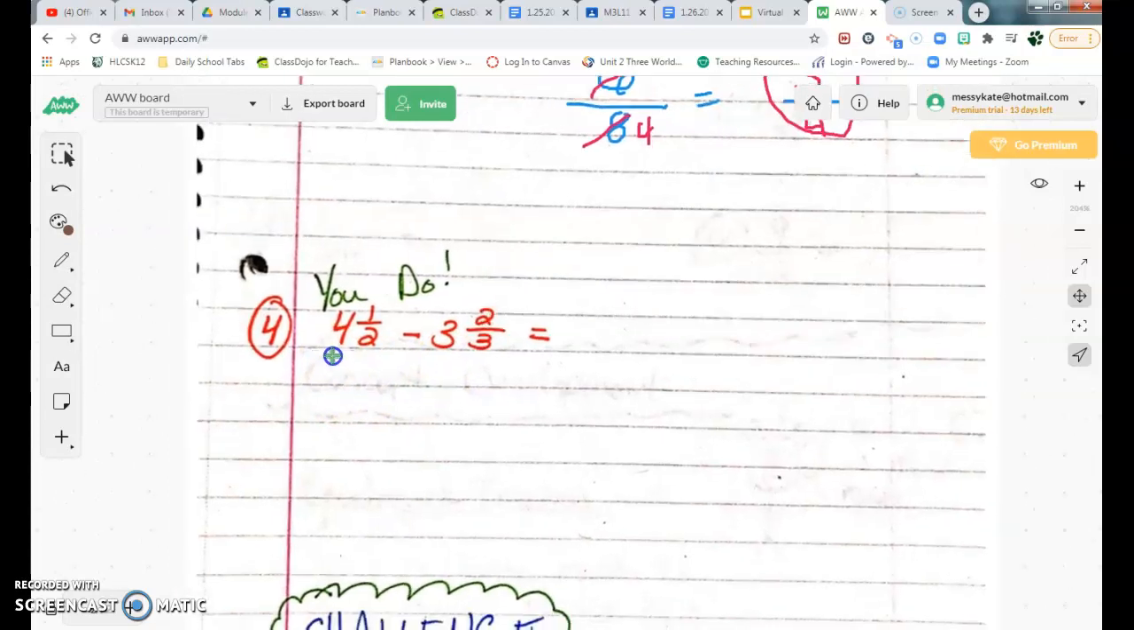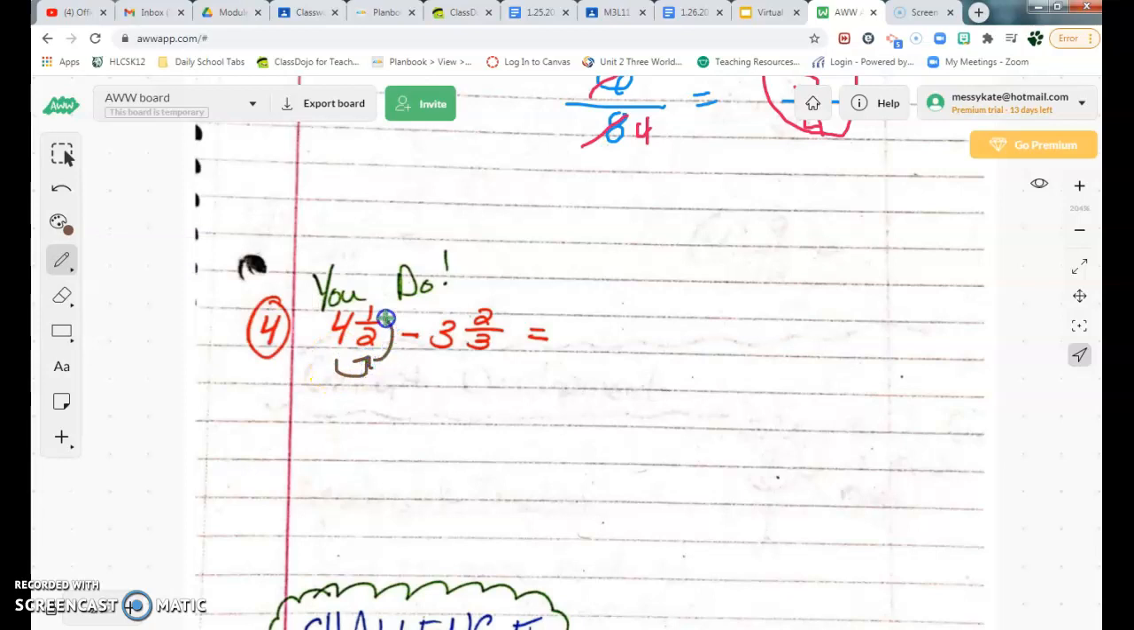4 times 2 is, select my pen, 4 times 2 is 8. 8 plus 1 is 9. So I have 9 over 2, minus 3 times 3 is 9. 9 plus 2 is 11 over 3.